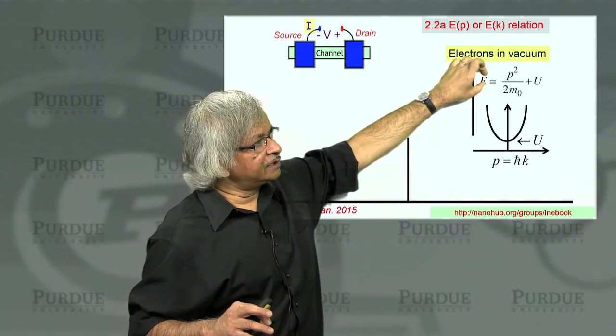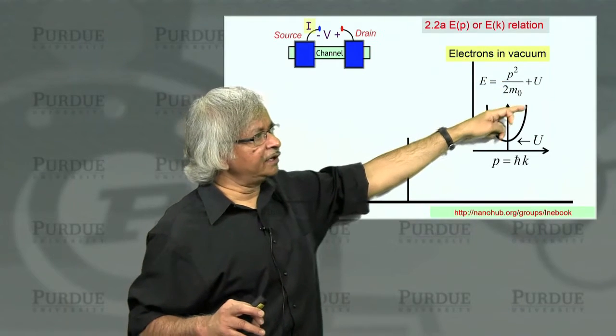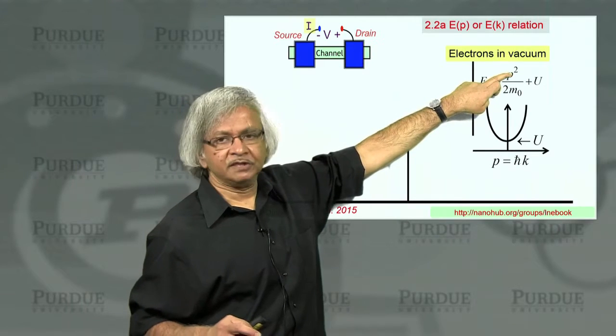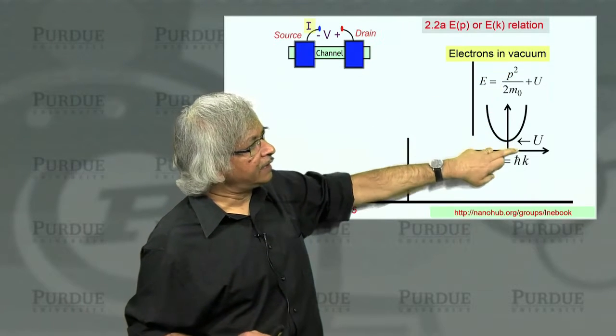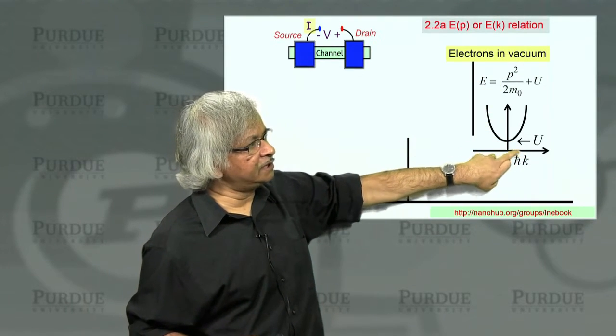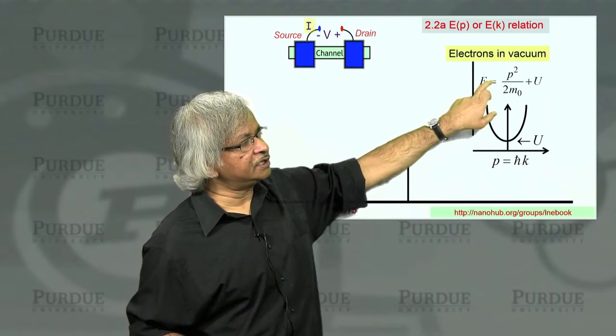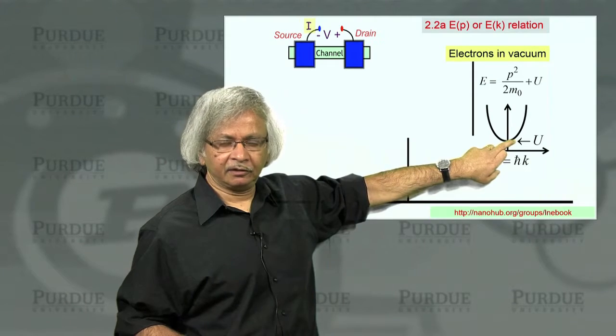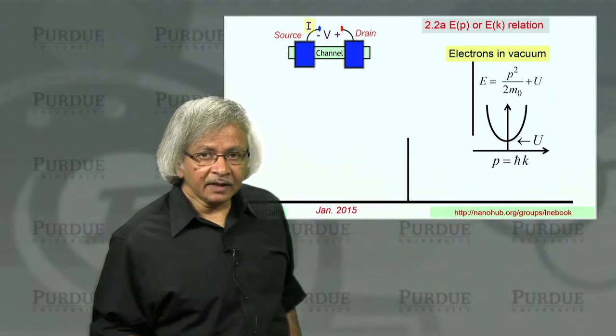And if you plot energy versus momentum, then it would look like a parabola. E is proportional to p squared. It's quadratic. And the bottom of the band, that is at p equal to 0, energy is equal to U. So that's the bottom of the band here, the lowest energy.